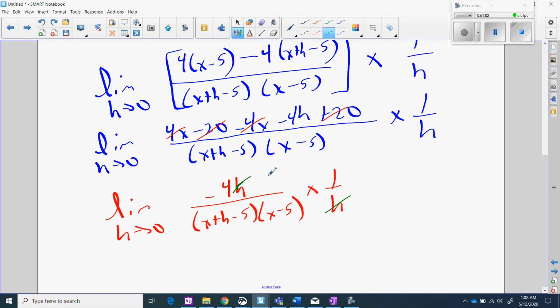You're allowed to cross out factors. You couldn't cross them out here because that's a term. So you have to expand it all out, get everything to cross out except that single term with the h. Now you've got your factor h, it's gone.